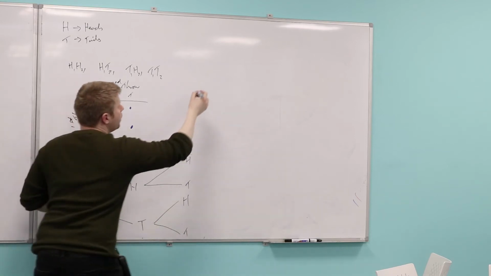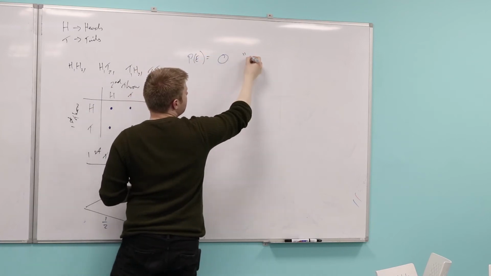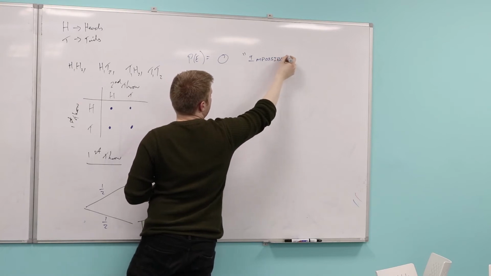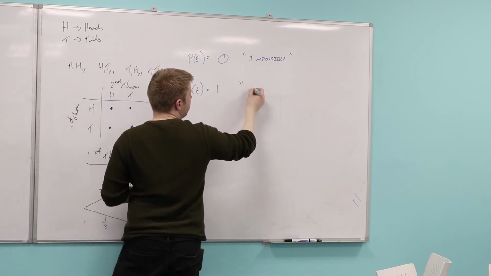So in general, if the probability of an event happening comes out as 0, this means it's impossible to happen. Whereas if the probability of an event happening comes out as 1, that means it's certain.